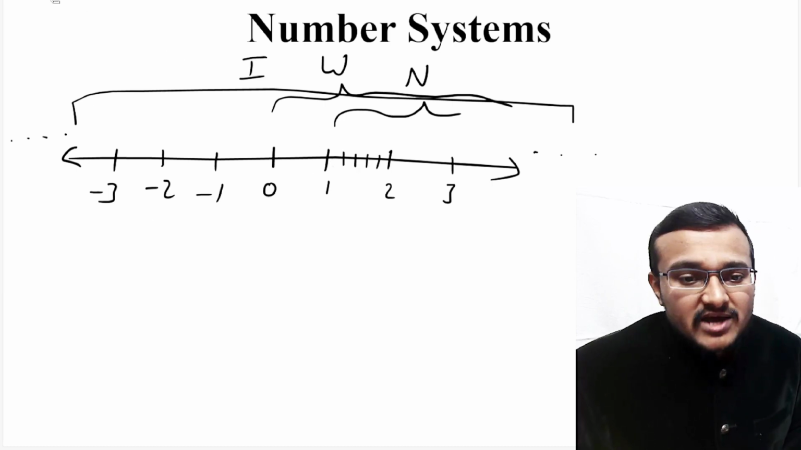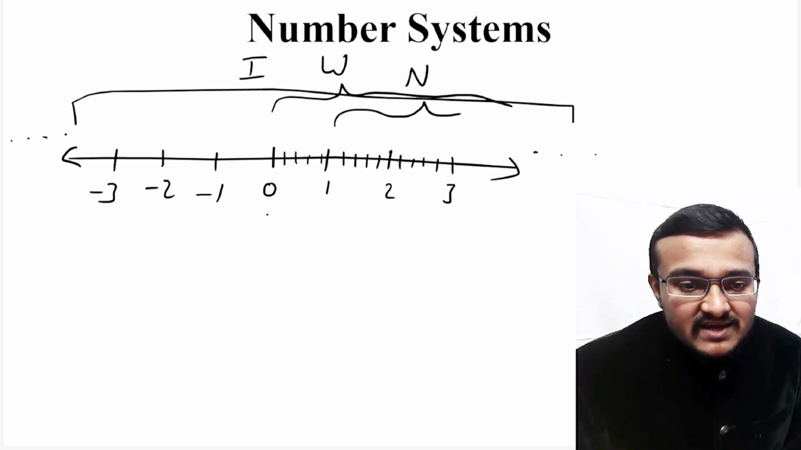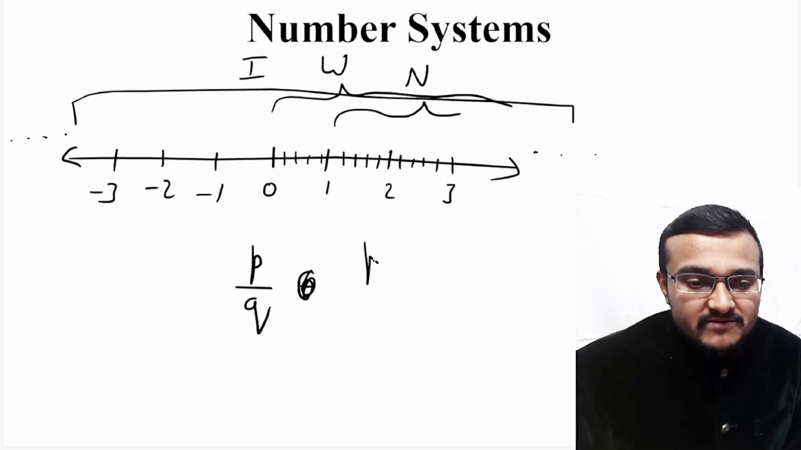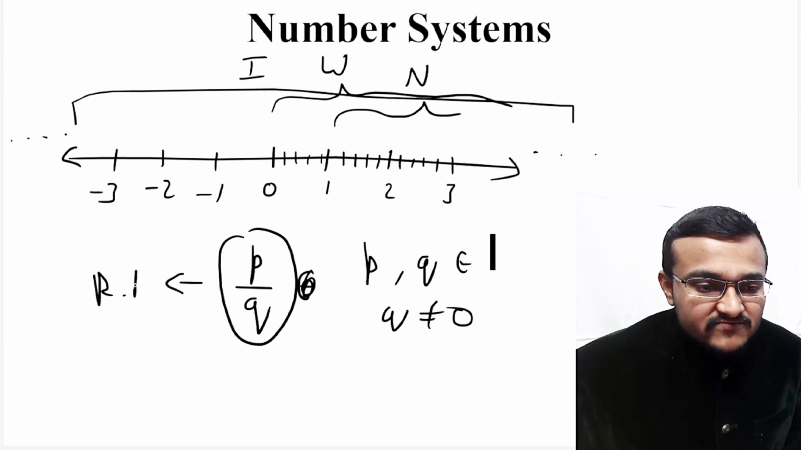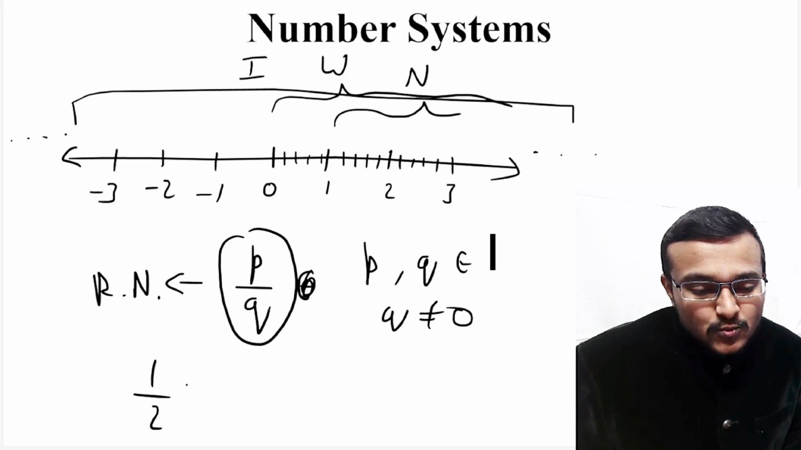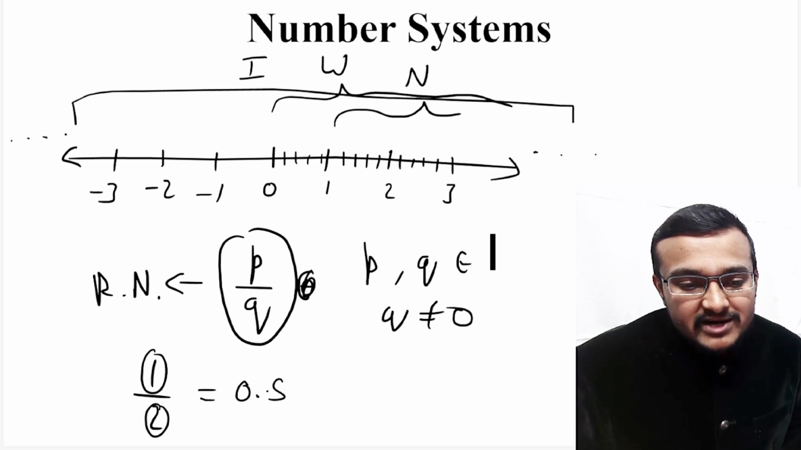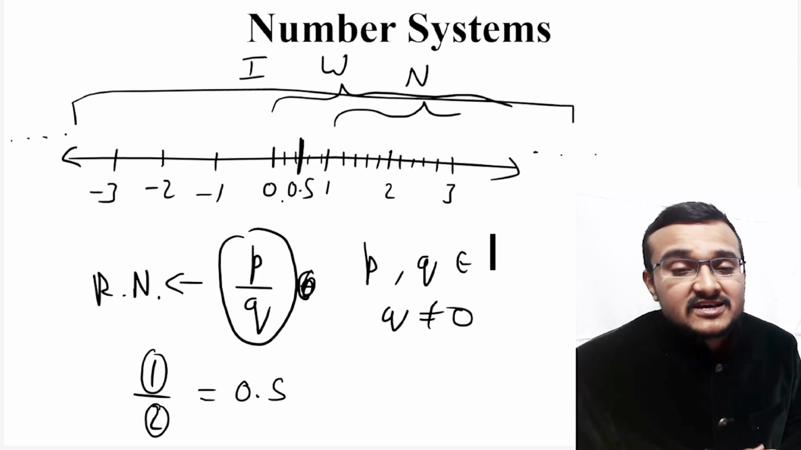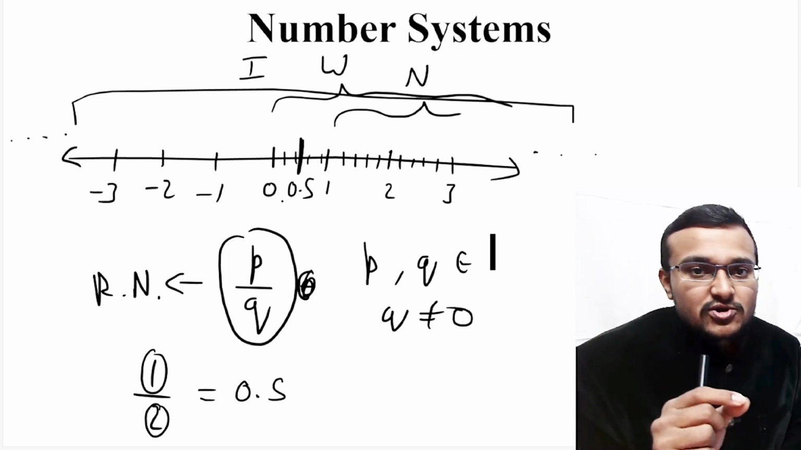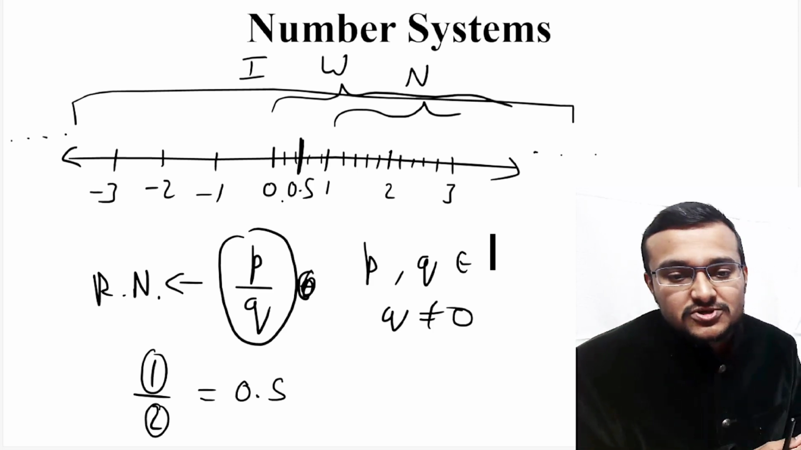Now you have to consider the numbers which are in between 0 and 1, in between 1 and 2, in between 2 and 3. If you are expressing that in the form of p by q, where p and q belong to integers and q is not equal to 0, then these are known as rational numbers. For example, 1 by 2 is a rational number because 1 is an integer and 2 is an integer. 1 by 2 is equal to 0.5, which lies in between 0 and 1. So in this number line, rational numbers are there, natural numbers are there, whole numbers are there, integers are there.